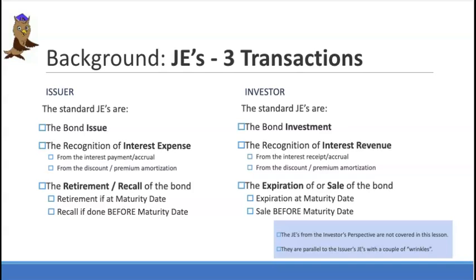The three transactions that relate to bonds are: 1. The bond issue, essentially the borrowing of cash from an investor. 2. The recognition of interest expense. Note that in the case where there is a discount or premium, the interest expense will have two sources: the interest payment itself, which is always the same regardless of scenario, and the amortization of the discount or premium. More on this topic below. The third transaction is a recall or retirement of bonds. I will not cover this last transaction in this presentation.